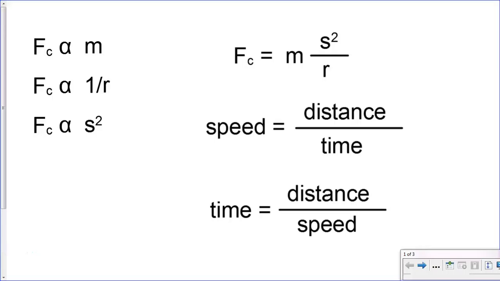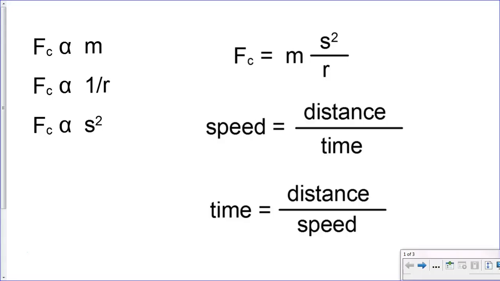In this video, I'll be discussing the main concepts in the circular motion unit. To begin with, I have here a series of relationships and equations that you should be familiar with as you're going into the assessments on this unit. On the left, we have a set of proportionalities.